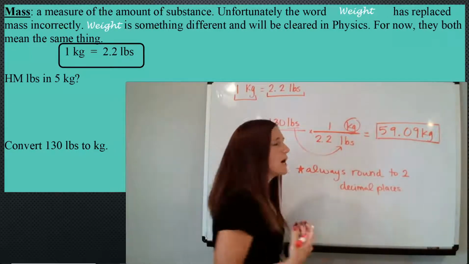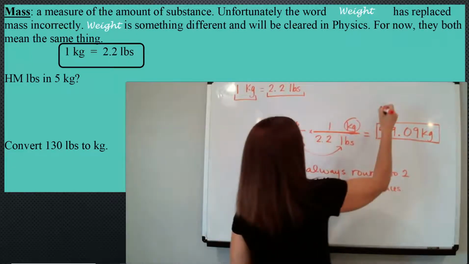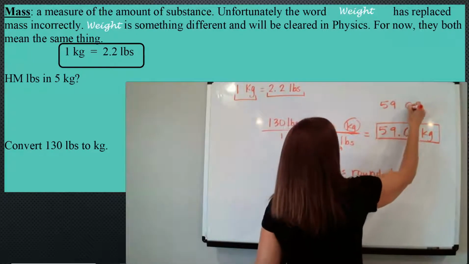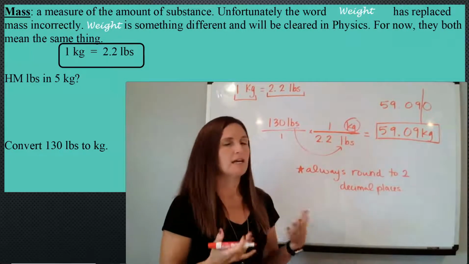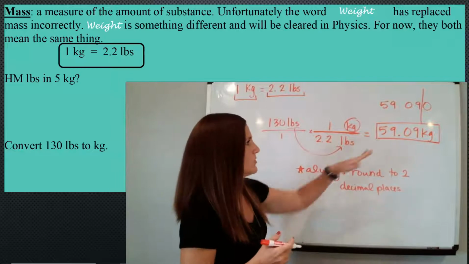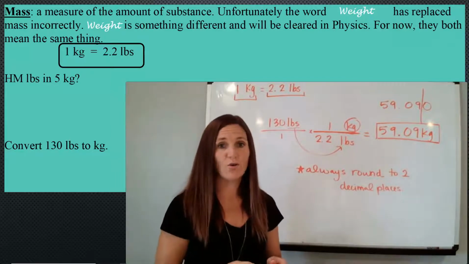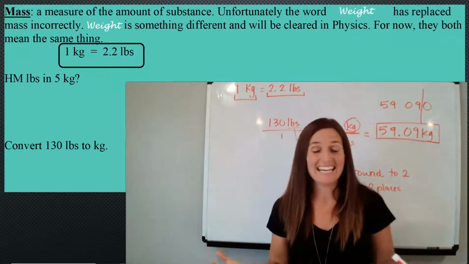So we're going to talk about rounding in a little bit. This one's hardly rounding, but 59.090. If I round that off to 2 decimal places, the 0 means my 9 stays. So that would be the answer for this question. So that's it for measuring weight.